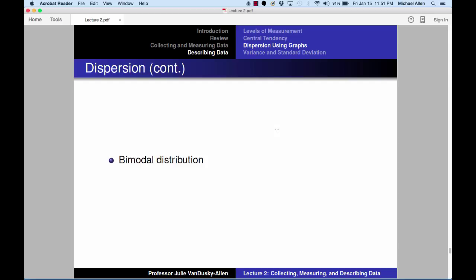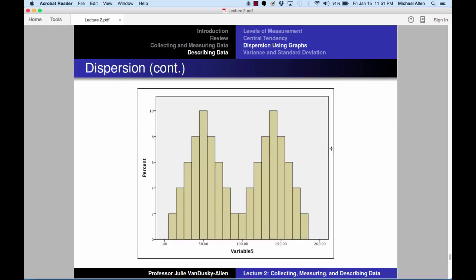Alternatively, a variable can have a bimodal distribution. This happens when the variable has two modes. Here is an example of a variable with a bimodal distribution. As you can see, there are two modes, 50 and 150. About 10% of the observations take on a value of 50, and about 10% of observations take on a value of 150. 50 and 150 are the most commonly repeated values in the data set.